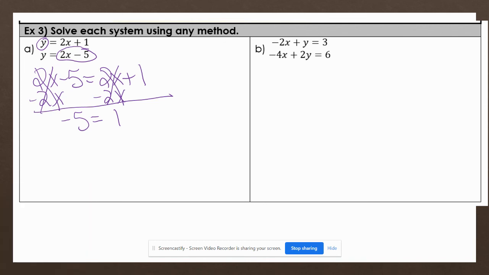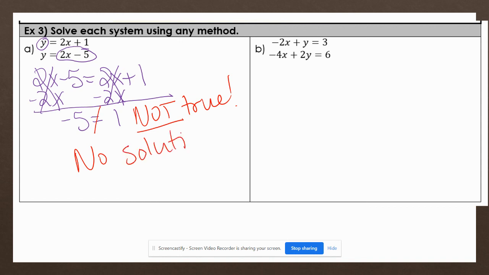Well, right now what I see is negative 5 equals 1. No, that is not true. Negative 5 definitely does not equal 1. If it's not true, then this is no solution. These 2 lines will be parallel. They have the same slope. Some of you might have said, well, I see that they're the same slope in different y-intercepts, so I know they're parallel, and it's going to be no solution.